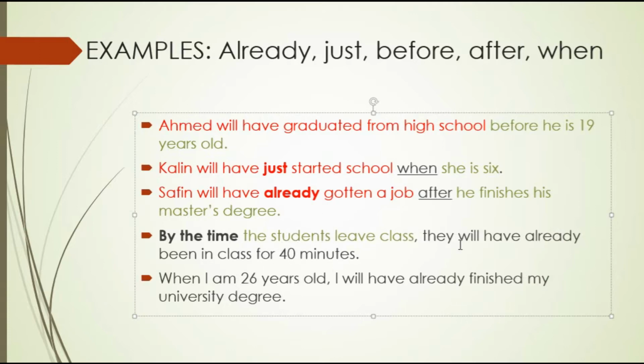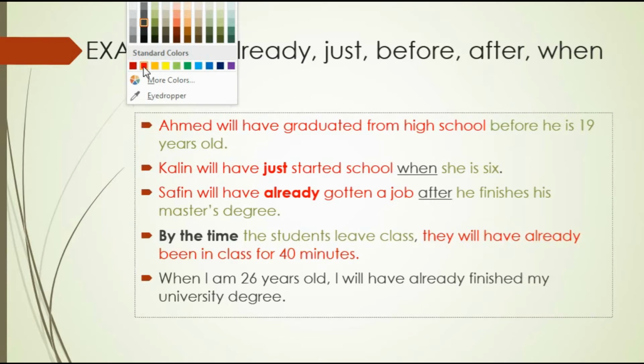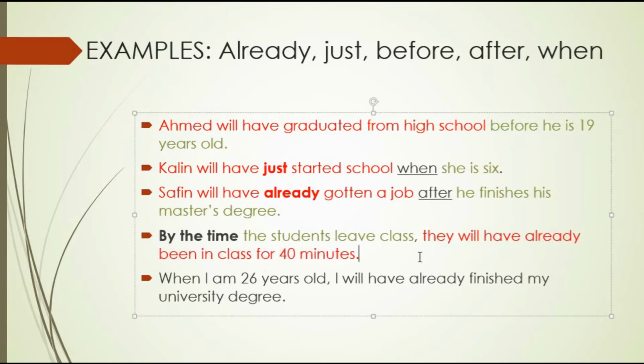So, because it's in the future, my first event is what is that? Future perfect, right? They will have already been, right? Been, right? Is, am, are become was and were, and they become been. So this is my verb, right? So by the time the students leave class, they will have already been in class for 40 minutes.